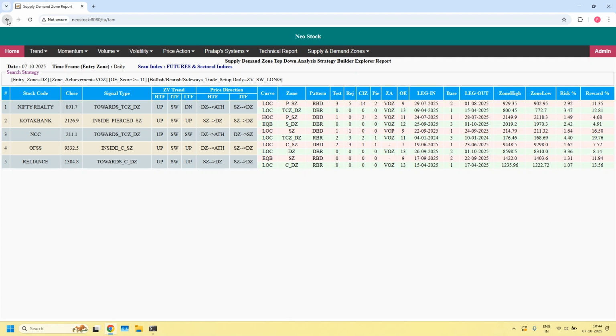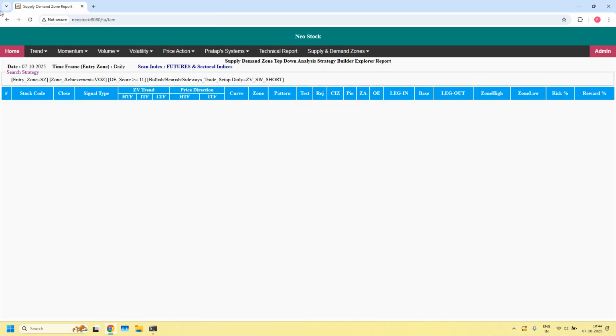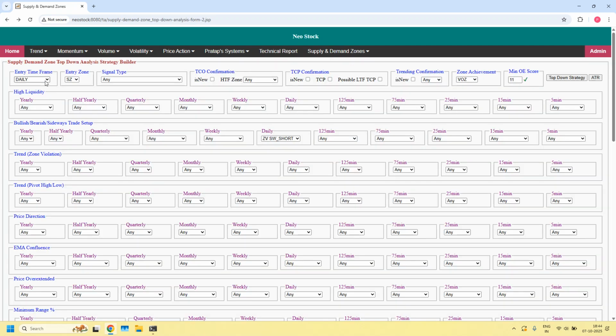Okay, next sideways short trade setup for monthly income trade, daily supply zone. Here sideways short. We don't have any stocks. Next bullish trade setup for monthly income trade, daily demand zone. Here bullish and minimum order enhance score 12.